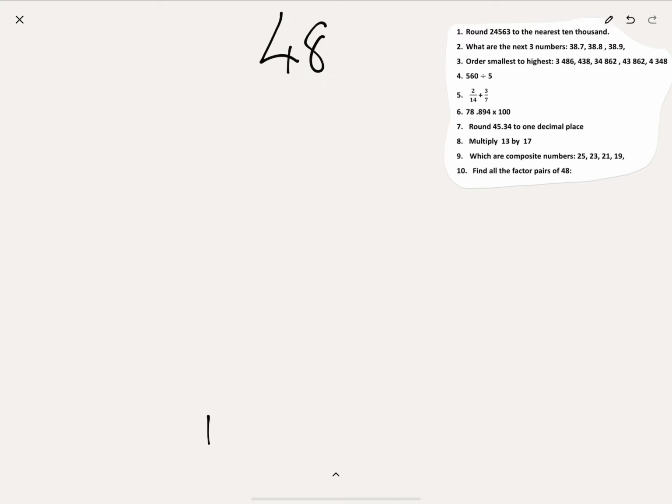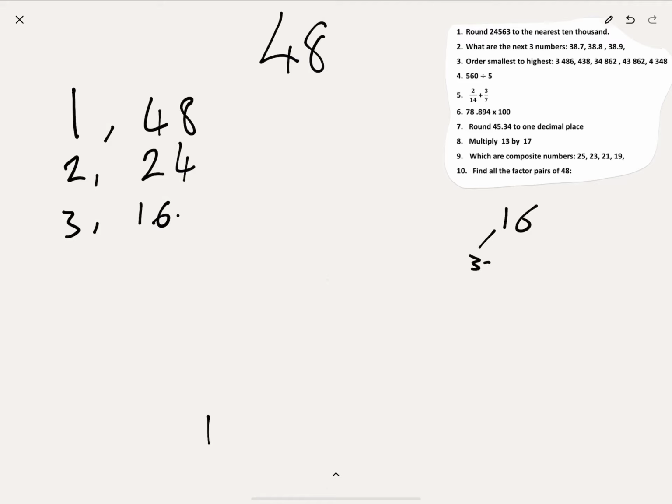Again, factor pairs, you put them into the pairs first of all. So you've got 1 and 48, 2 and 24. It's 3, and 16? Just check that. 16 times 3 is 48. Yeah, that's fine. 4 is, I think it's 12. 12 times 4, yeah. 4 and 12.